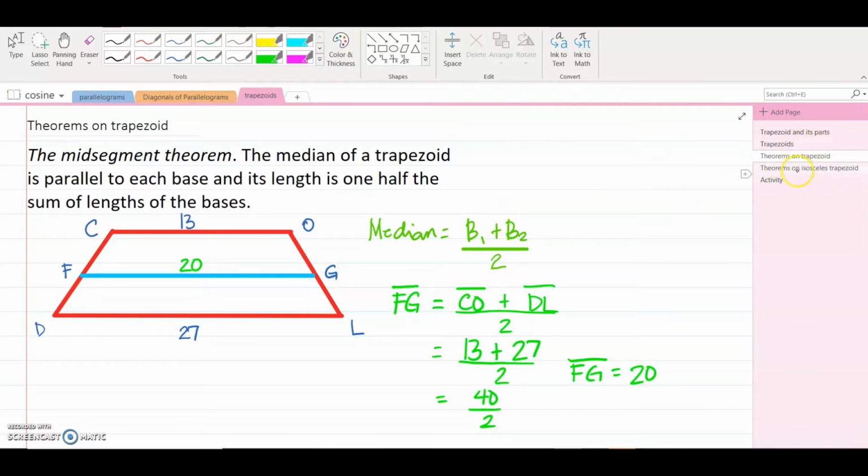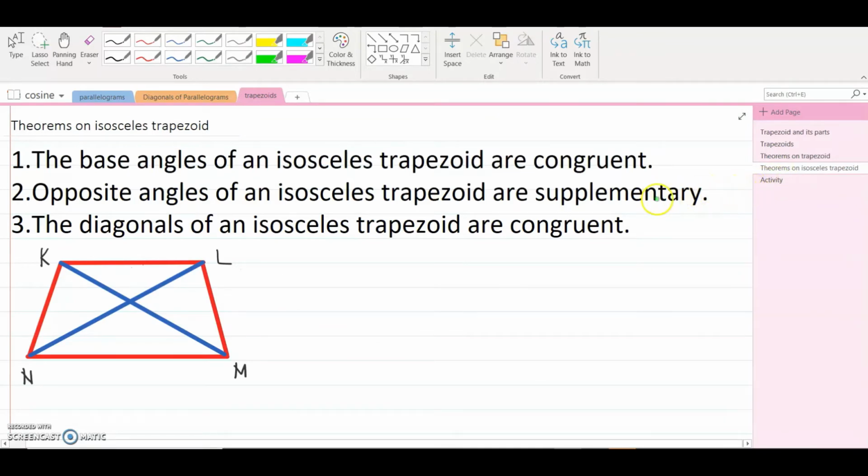Okay. Next, we have now the theorems on isosceles trapezoid. So we have 3 theorems here that are related to isosceles trapezoid. Number 1, the base angles of an isosceles trapezoid are congruent. So if you're going to recall the definition of isosceles trapezoid, it has congruent legs. So whatever the measure of this side is congruent to this side, since line segment KN and line segment LM are the legs.